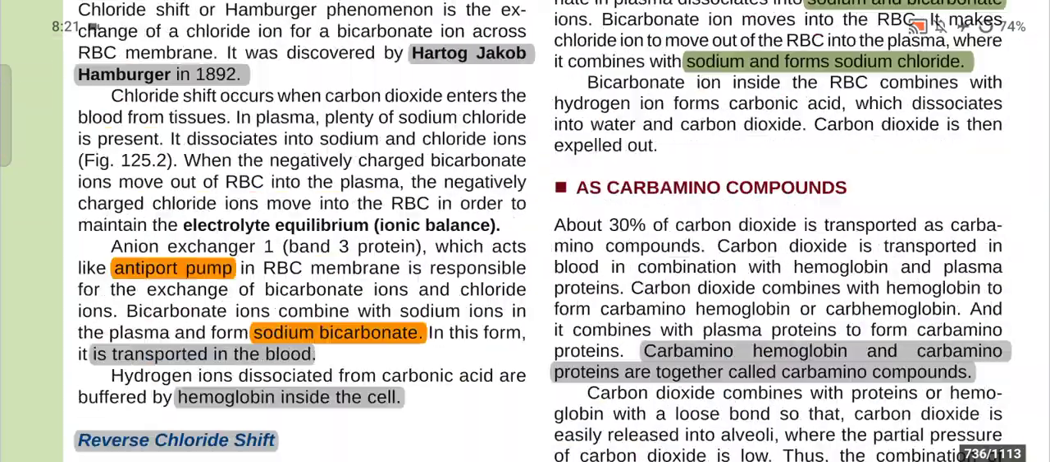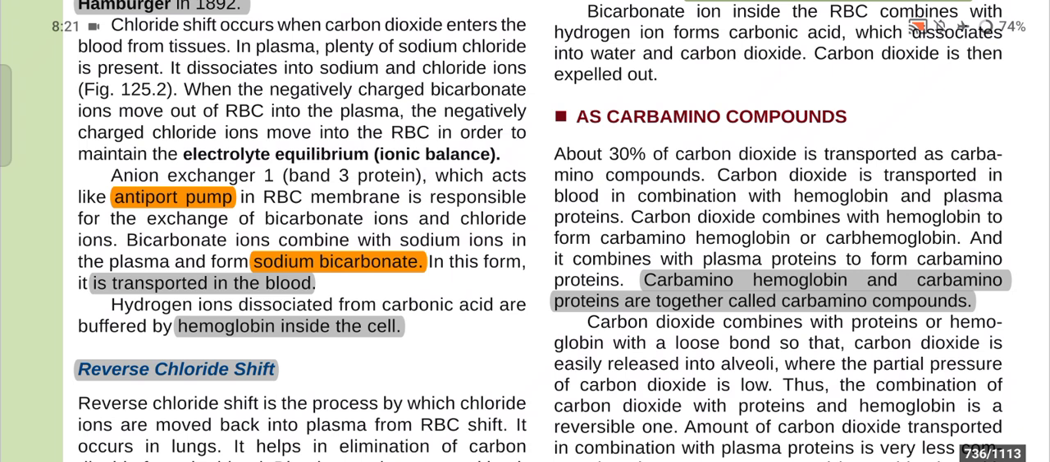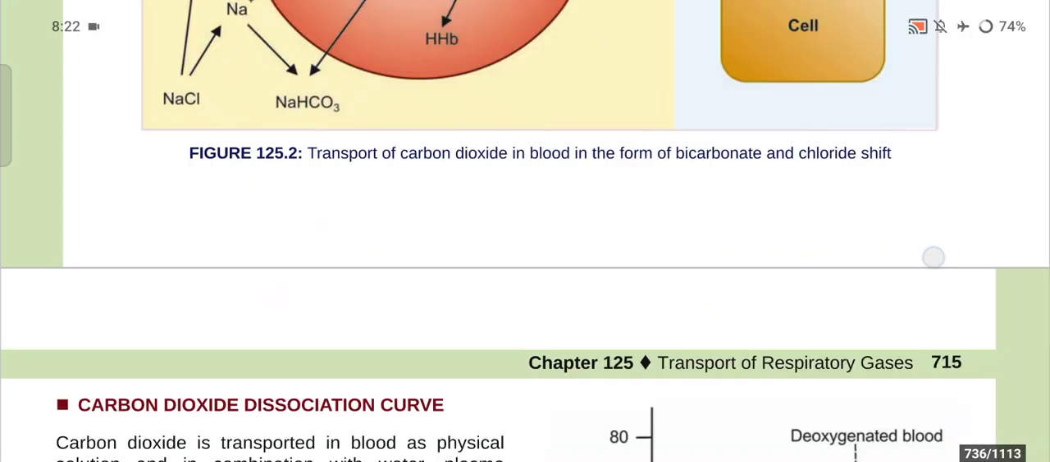Now the fourth point, as carbamino compound: nearly 30% of the carbon dioxide is transported as carbamino compound. Carbon dioxide is transported in the blood in combination with hemoglobin and plasma protein. Carbon dioxide combines with hemoglobin to form carbaminohemoglobin or carbhemoglobin, and it combines with plasma proteins to form carbamino proteins. Carbaminohemoglobin and carbamino proteins together are called carbamino compounds.